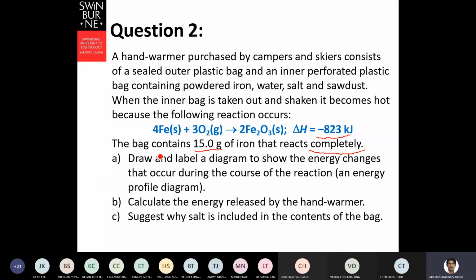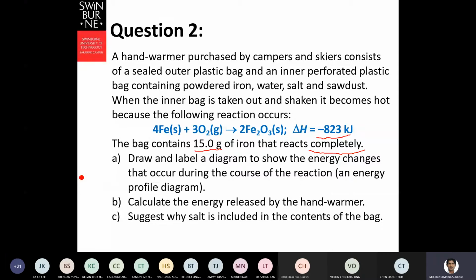In the question, it can simply say, draw an energy profile diagram, or sometimes it can be in a very broad and wide way, such as draw and label the diagram to show the energy changes, and so on. But you know that it is actually the energy profile diagram.